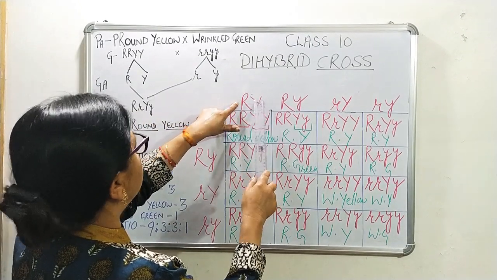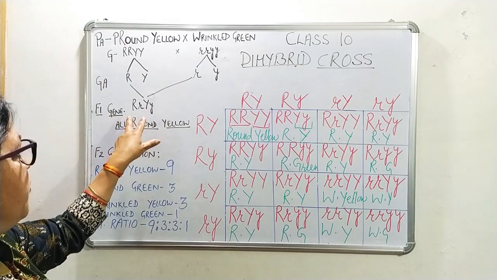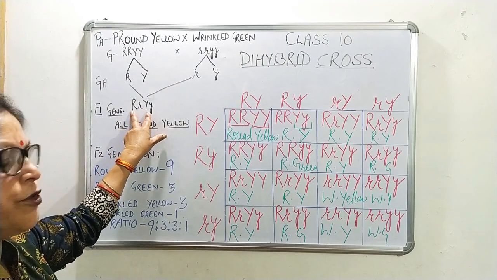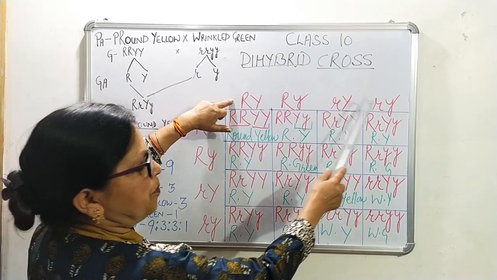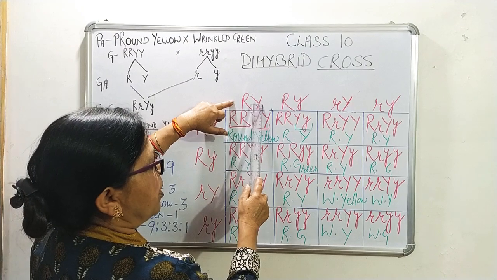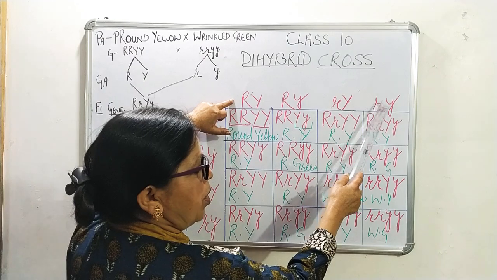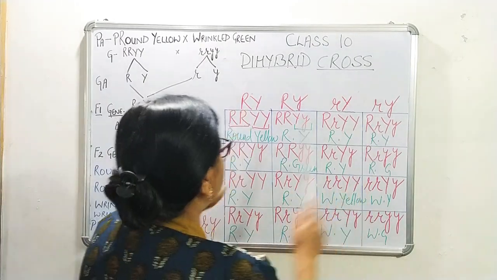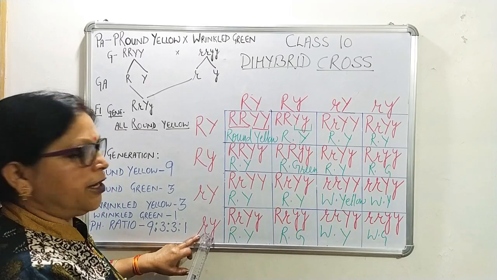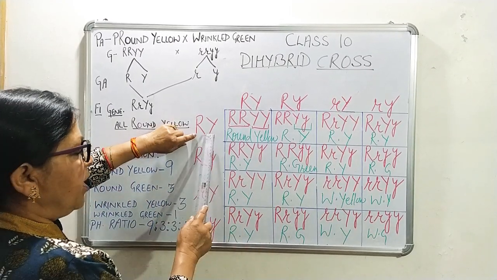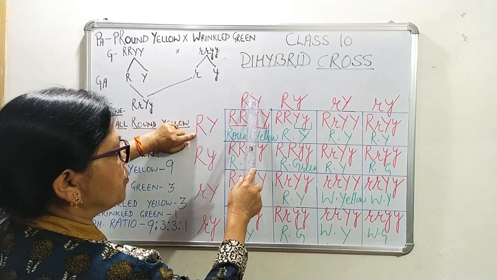Four types of gametes will be formed from this progeny of first generation. So in second generation, when this new offspring was self-pollinated, four types of gametes were produced: capital R capital Y, capital R small y, small r capital Y, and small r small y. The same gametes you can place on this side also. When we cross, how to cross them? Take first gamete, cross with all four. Take this first, cross with first.